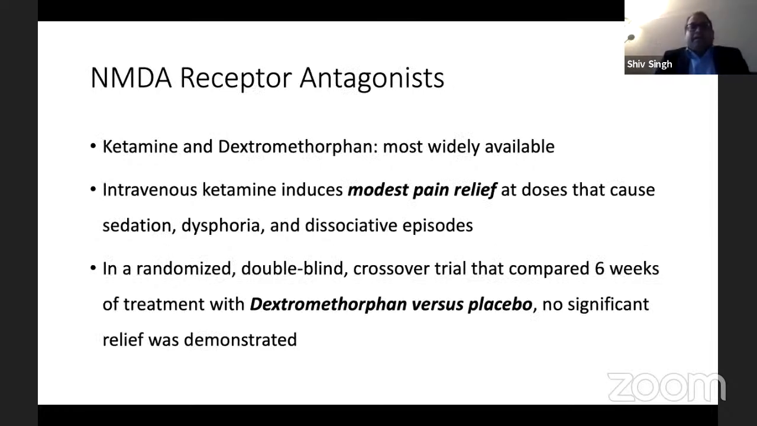NMDA receptor antagonists like ketamine or dextromethorphan have been used. Again, intravenous ketamine induces modest pain relief, but the dose used is larger, which causes sedation, dysphoria, and dissociative episodes, so it's not a good drug on its own. And there has been a randomized double-blind crossover trial of 6 weeks of treatment with dextromethorphan, which is another NMDA receptor antagonist, and there was no significant relief demonstrated. So NMDA receptor antagonists are probably not the best treatment for postherpetic neuralgia.